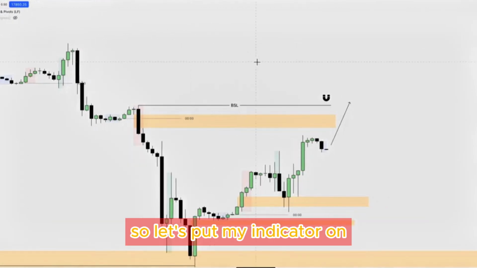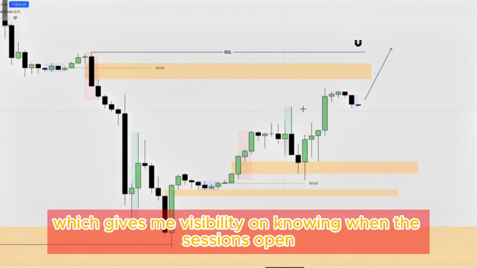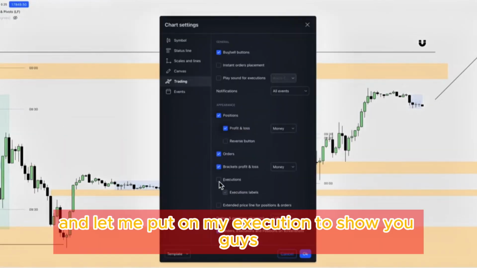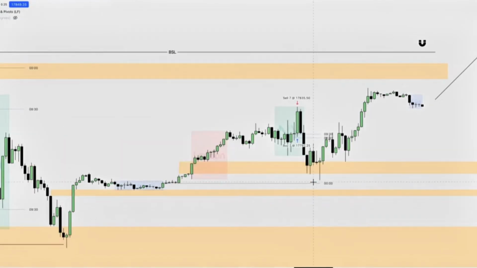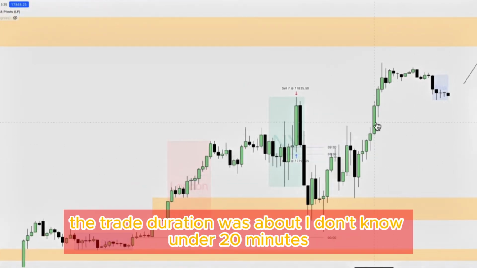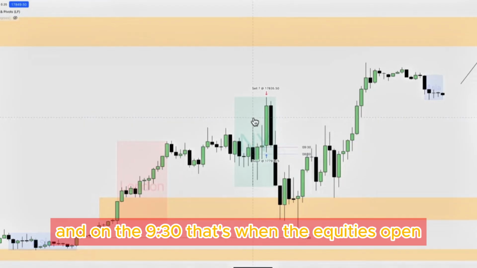So let's put my indicator on. That's the session indicator, which gives me visibility on knowing when the session's open. And let me put on my execution to show you guys. So this is my execution. The trade duration was about under 20 minutes. We can see that the opening session here, kill zone, was 8:30. And at 9:30, that's when the equities open.